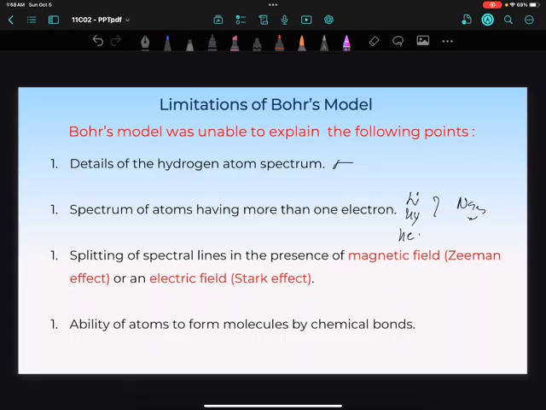Also, splitting of the spectral lines in the presence of a magnetic field and an electric field was not explained. Thirdly, the ability of the atoms to form molecules by chemical bonds.